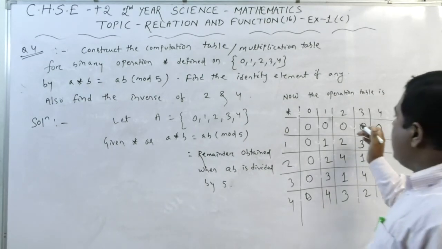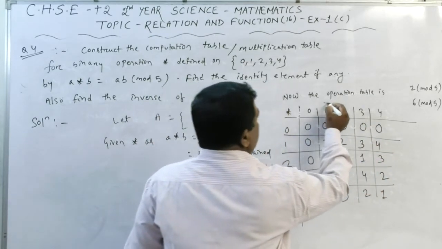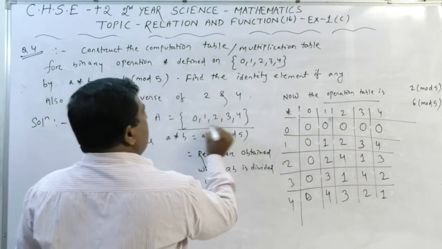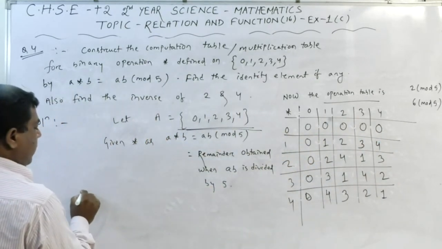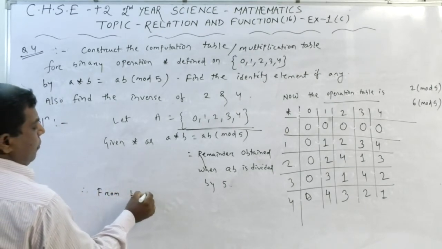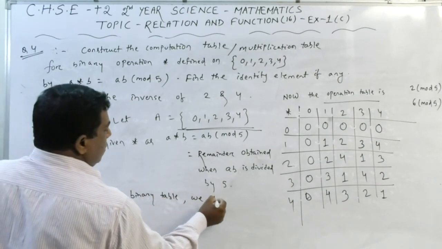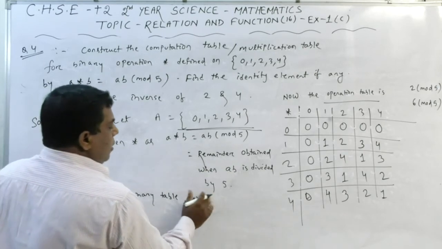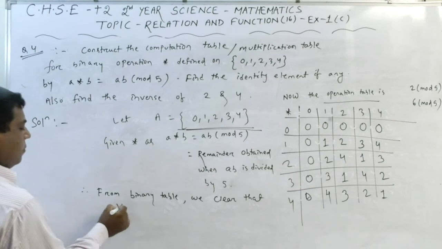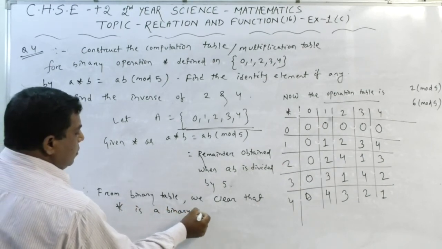Okay. So in this case, you see what you obtained by the composition table or the binary table, all the results belong to the given set. Therefore, from the binary table, we are clear that star is a binary operation.